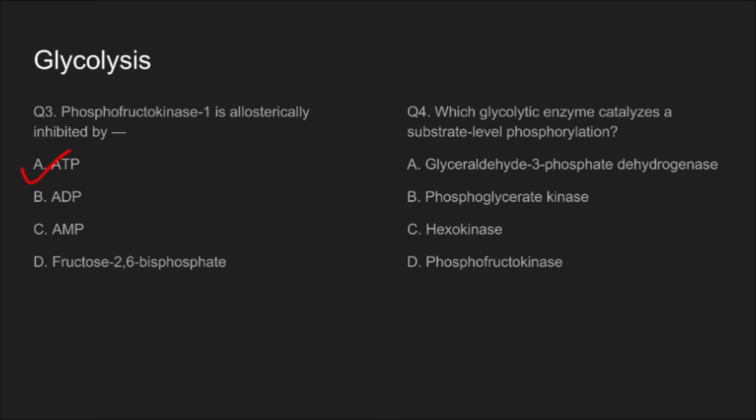Now question number 4. Which glycolytic enzyme catalyzes a substrate-level phosphorylation? Your options are A, glyceraldehyde 3-phosphate dehydrogenase, B, phosphoglycerate kinase, C, hexokinase, D, phosphofructokinase. So the correct answer for this question is option B, phosphoglycerate kinase. This transfers phosphate from 1,3-bisphosphoglycerate to ADP for the formation of ATP.